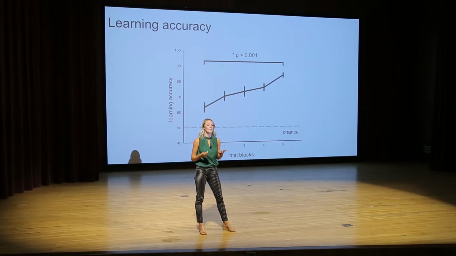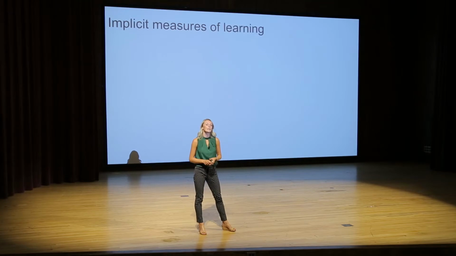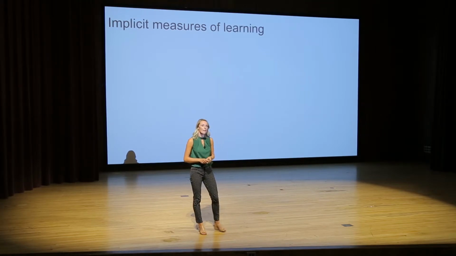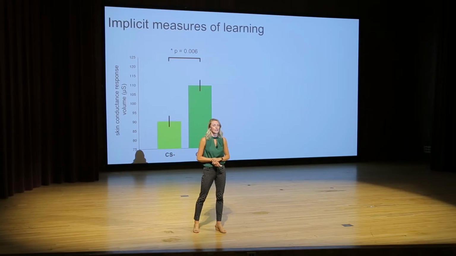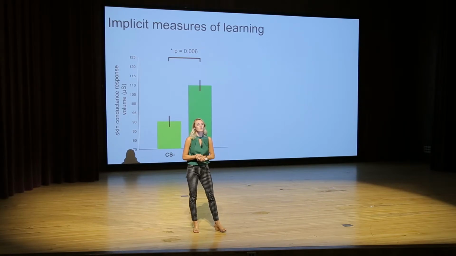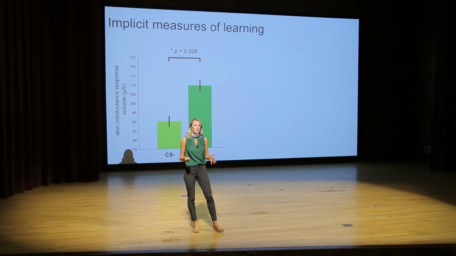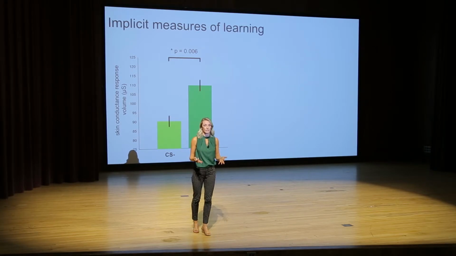In addition to looking at behavioral metrics of learning, we looked at implicit metrics of learning. And the first one that we looked at was the skin conductance response, which is a measure of the sympathetic nervous system arousal. And the sympathetic nervous system is the one that responds to stressful or fearful stimuli and is often implicated in the fight or flight response. And we found that the mixture paired with shock elicited a much greater skin conductance response than the mixture not paired with shock, indicating a fear response.